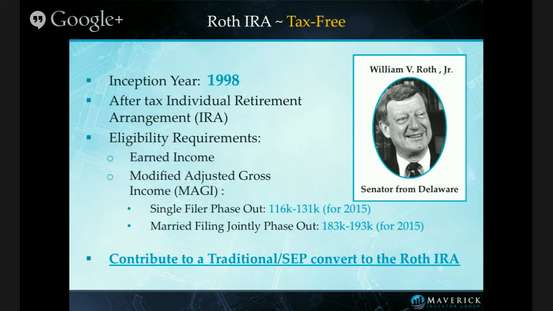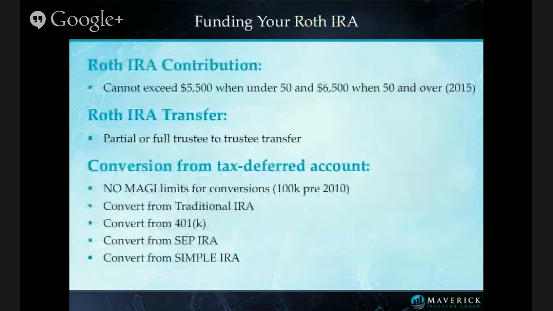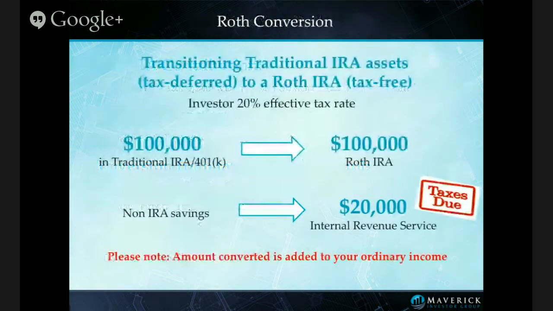So let's take a look at what a conversion means, right? So a conversion, you do not have any income limits on the conversion. Sorry, my slide is not moving over here. So as you look at how you're funding your Roth IRA, again, you can fund with after-tax contributions. You could transfer funds from an existing Roth, or you could do this conversion. Now, as you'll see on the next slide, the conversion basically means that you're taking funds from a tax-deferred environment and moving it to the Roth IRA, which is a tax-free environment. So you have to pay taxes on that money when you do that conversion.